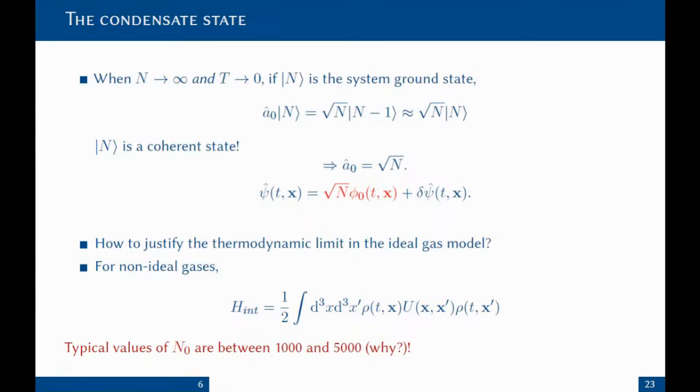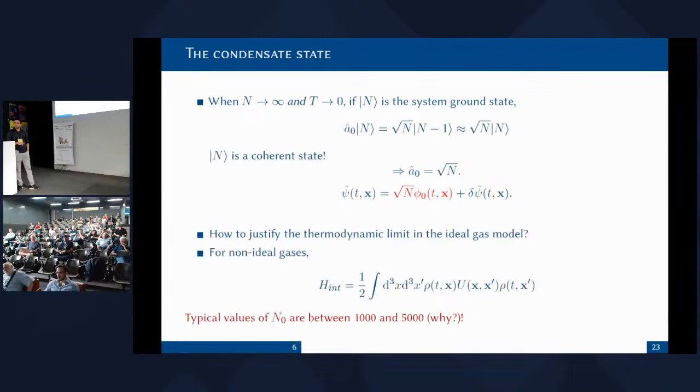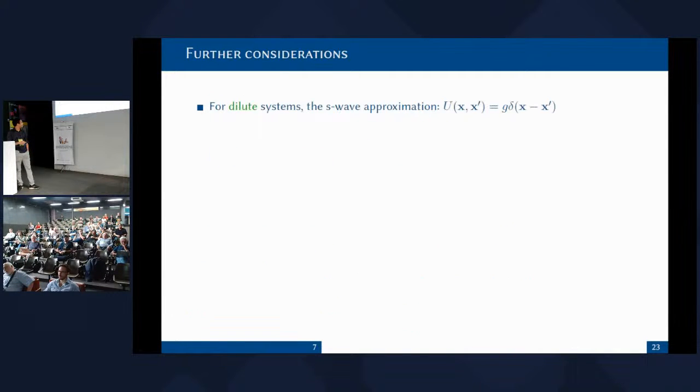And typical values of these atoms in an experiment range between 1,000 and 5,000. And here I pose a question: why? Because we obtained our results in the thermodynamic limit, for each N formally going to infinity, but experimentally that's far from being true.